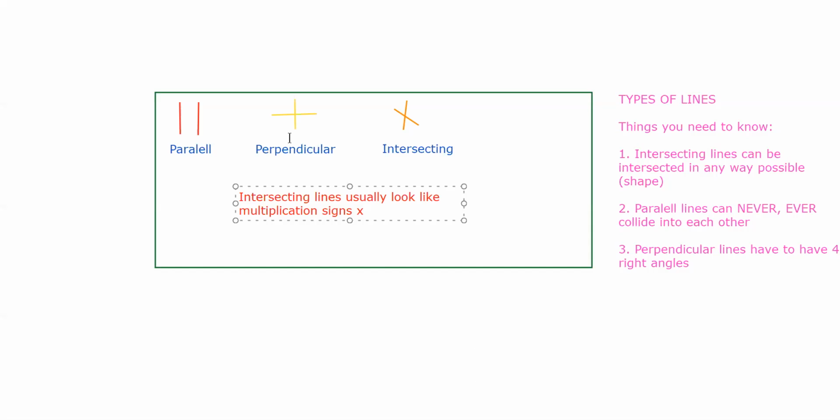Now let's go on to the second rule. Parallel lines can never, ever collide into each other. So right here we have some parallel lines. As you can see, these parallel lines look straight, like almost like sticks.